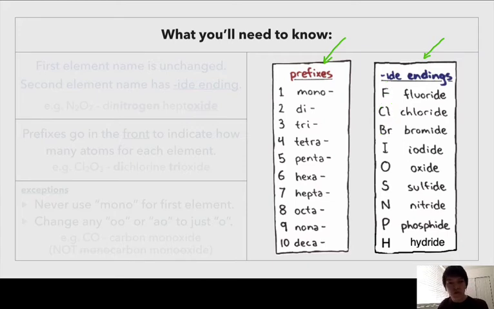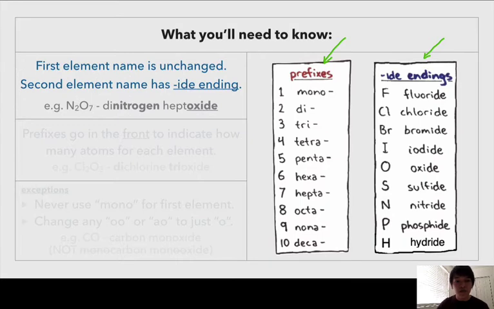So let's go to the first rule. The first rule is that the first element name is unchanged. However, the second element name, that's when you use the IDE ending. So notice in N2O7, the first element, nitrogen, is just nitrogen. However, the second element is not oxygen, it's oxide.